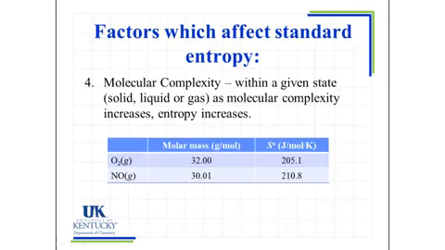Molecular complexity. If you stay within a given state, like all solids or all liquids or all gases, as the molecular complexity increases, the entropy will increase. Well, if we have elemental oxygen here, or we have NO, they have roughly the same molar mass. The O2 is slightly higher, so according to molar mass you would expect, well, maybe it would have a little bit more entropy. The NO has more disorder, has a higher entropy because it is a compound versus the O2, which has less complexity because it is an element.